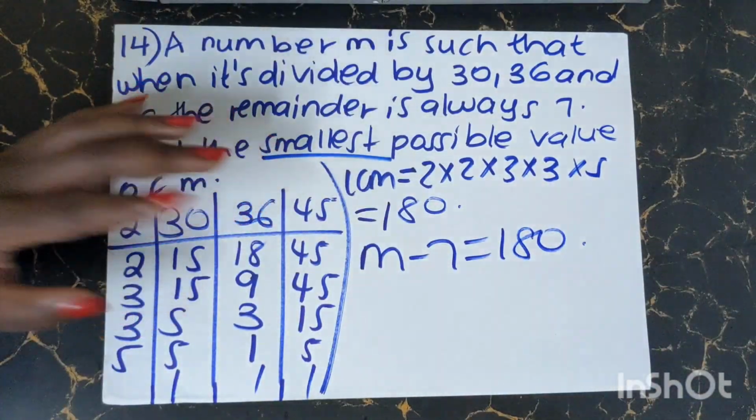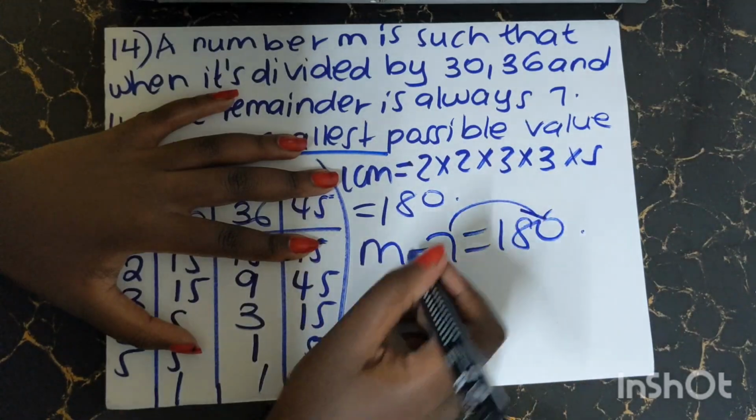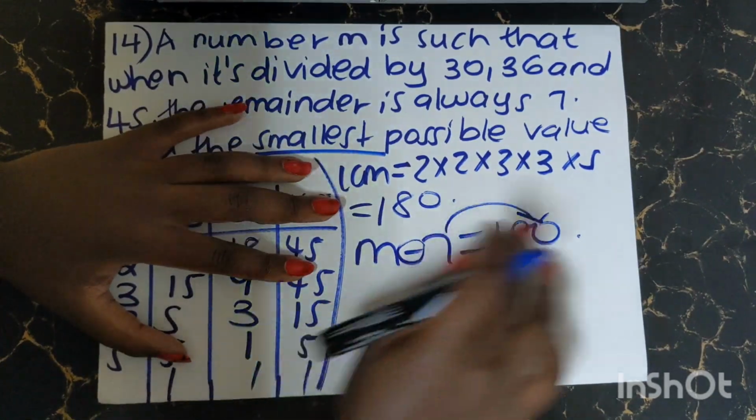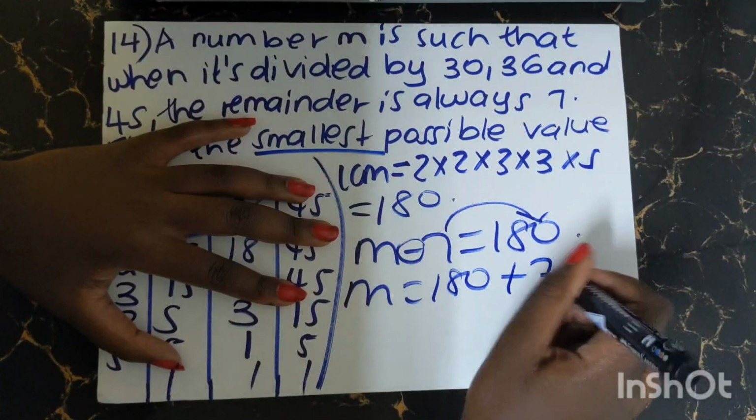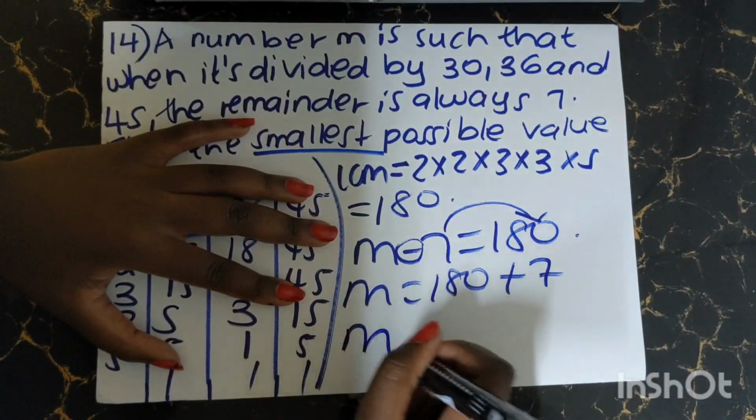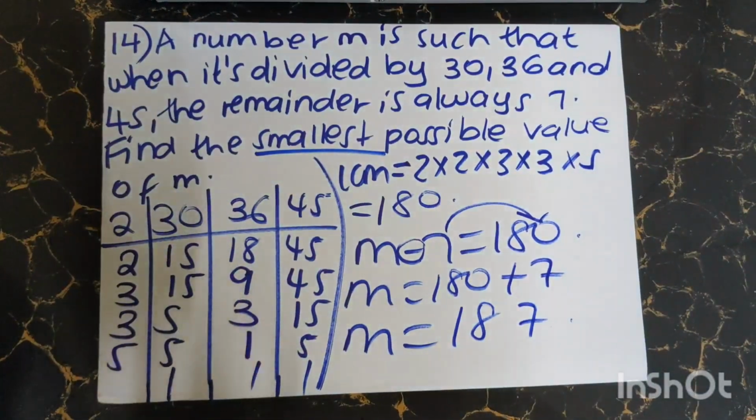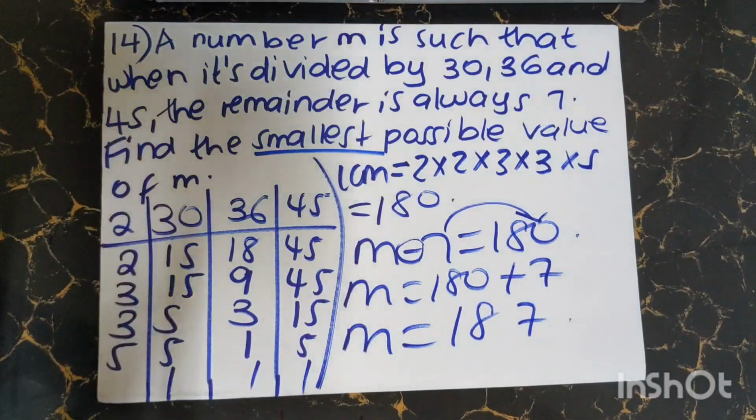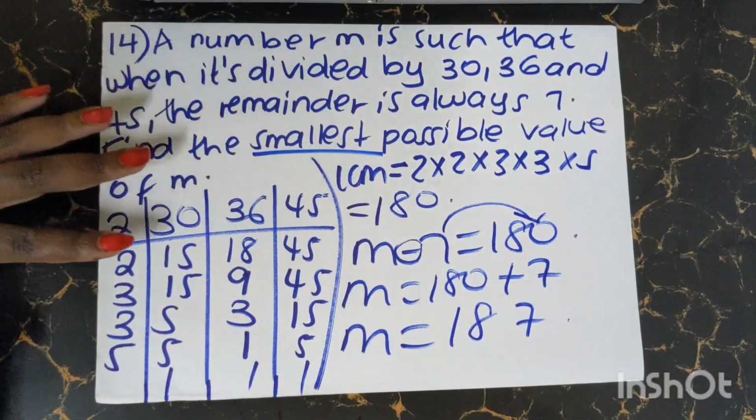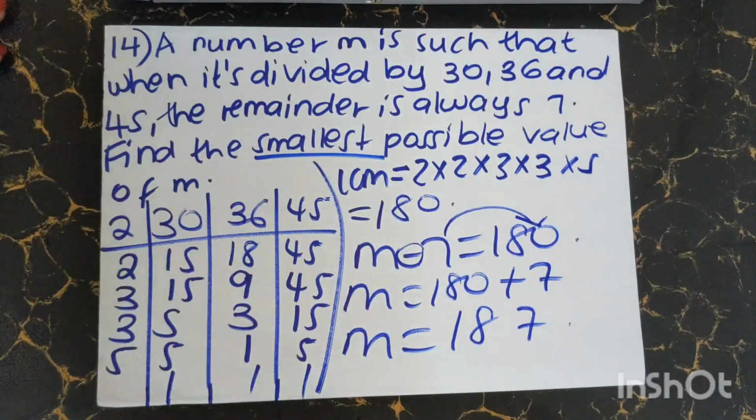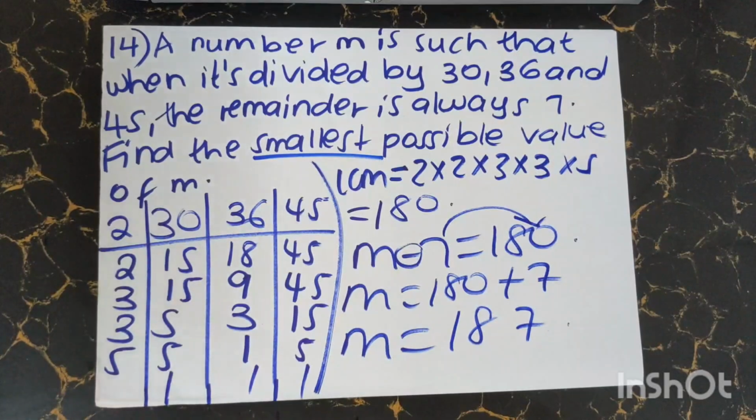In order for us to find m, we'll take this 7 to the other side, and when we take this to the other side, the negative sign changes. It becomes a positive sign. So our m will be 180 plus 7. 180 plus 7 is 187. So our m is 187. Are we together? So that means that the smallest possible value of m is 187. Okay? So with that, you can wrap up this topic on word problems for GCD and LCM.